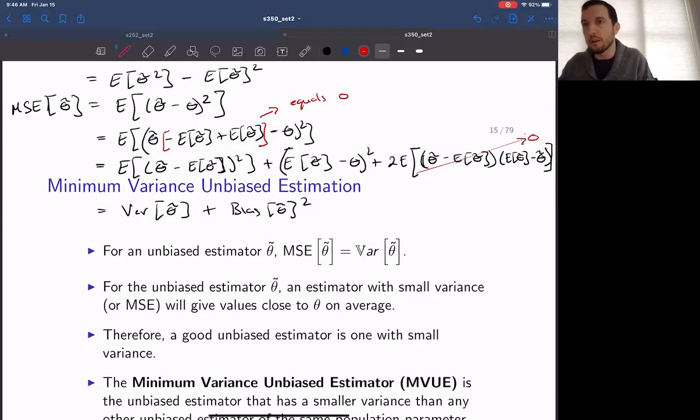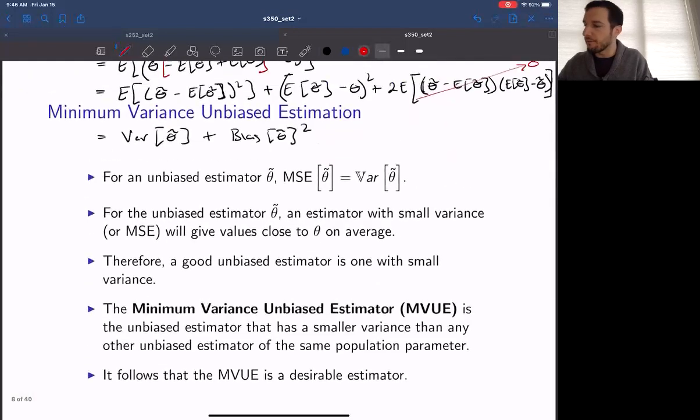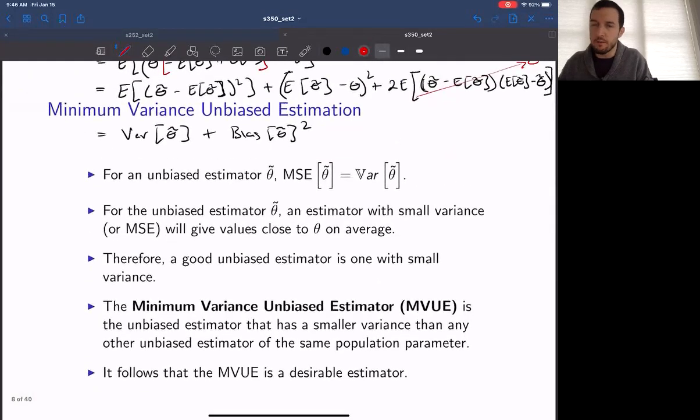So if we have a collection of unbiased estimators for the same population quantity, we would want the one with the smallest possible variance. And we can find the variance of the quantity using the definition of the variance, which is given above. The minimum variance unbiased estimator is one of the most desirable estimators that we can find for a particular problem.